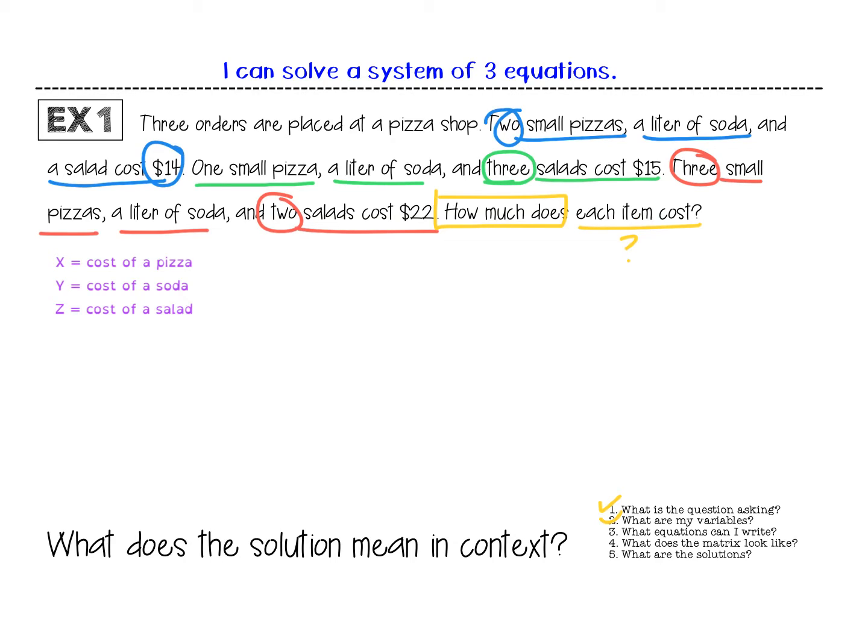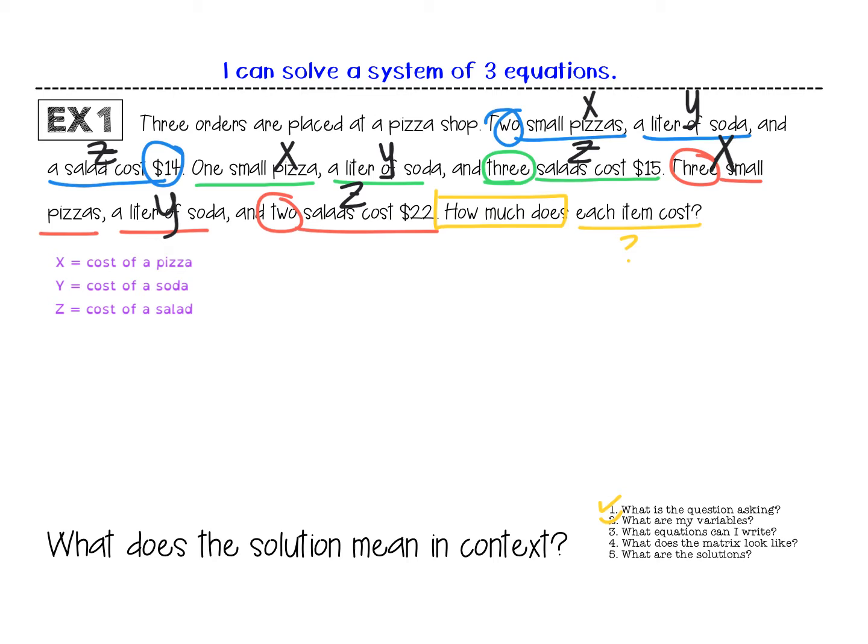So now that I've defined those, what equations can I write? Well, I'm going to go ahead and take X, and I'm going to put it anywhere I see pizza. So 2X's there, 1X there, oops, that's an X, 3X's there. Then the cost of a soda, so I have a soda here, I have a soda here, and I have a soda here. And then I have a salad here, I have a salad here, and I have a salad here.